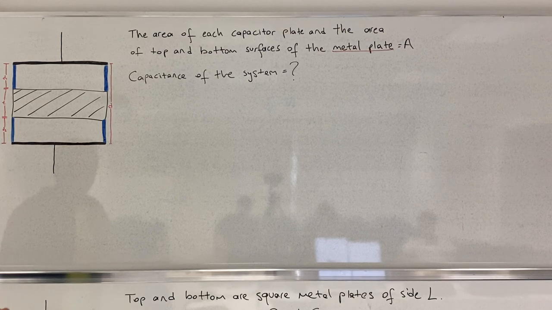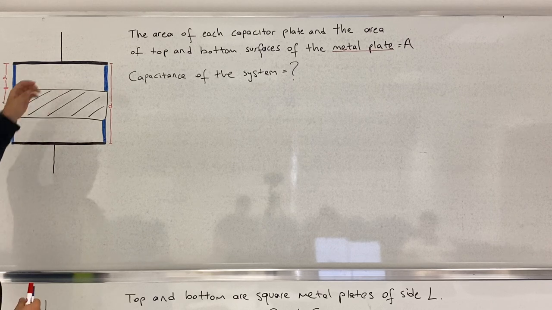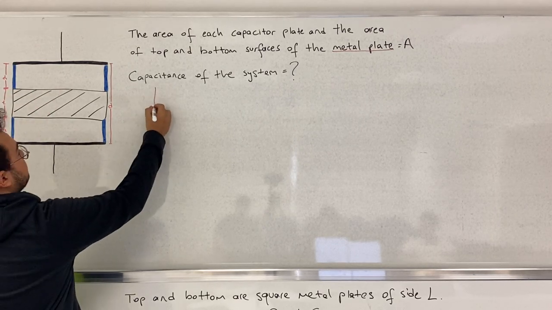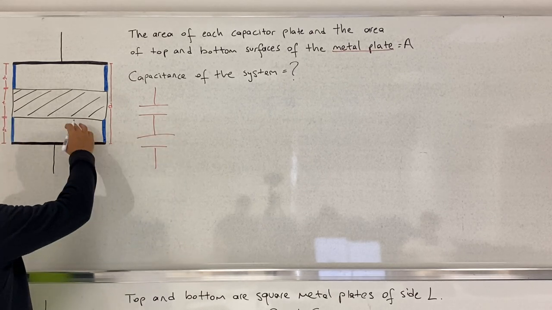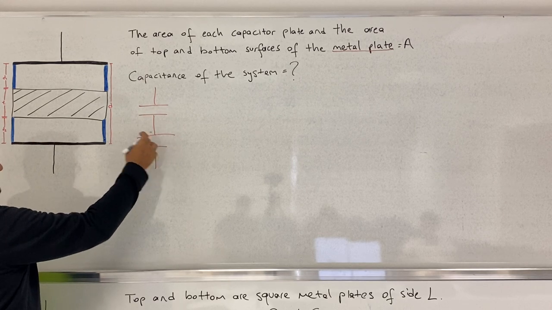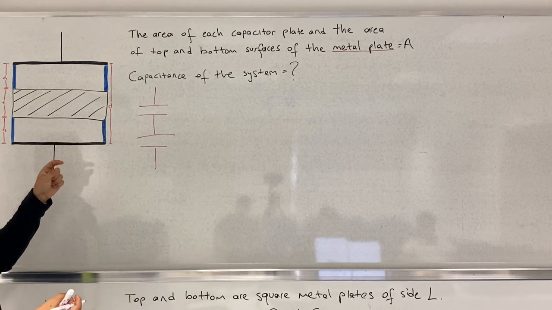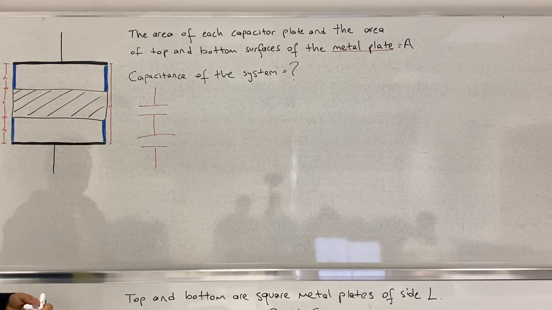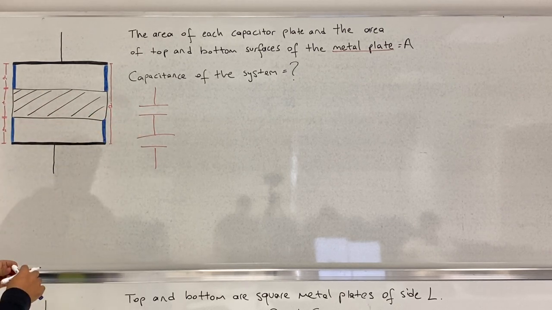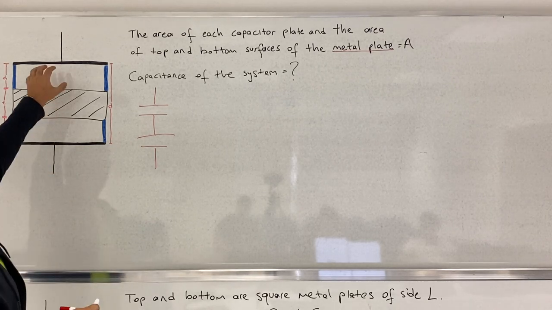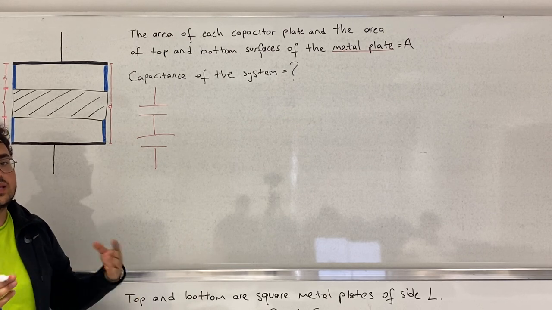It is important to point out that this metal plate has no effect on capacitance, since if we consider this system as two capacitors in series, because this is just a conducting wire. It means nothing else. So we can consider this as this one. So what we should do is to calculate this capacitance and this capacitance, then we will add them in series.